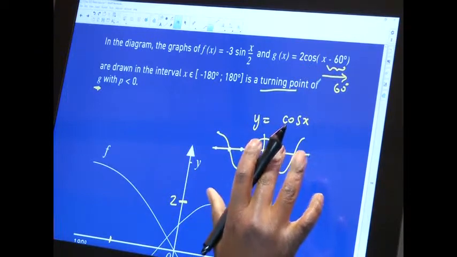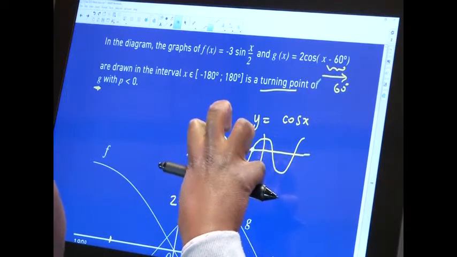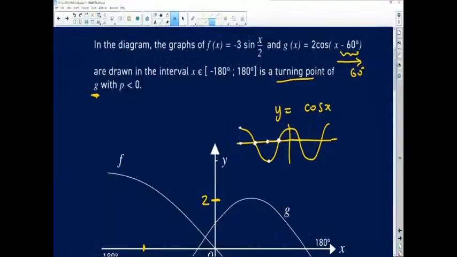So if you physically take this shape and move it to the right by 60, what are you going to end up with? Let me see if my engineering techniques are going to work. You've got this beautiful looking cosine graph, right? What do you want to do with it? You want to move it. Where? To the right. By how many degrees? By 60. That's how you end up with the graph that they have in our drawing. So everything has moved by 60 degrees to the right.